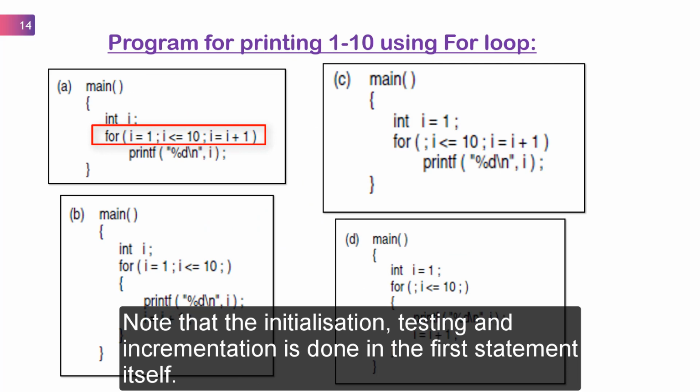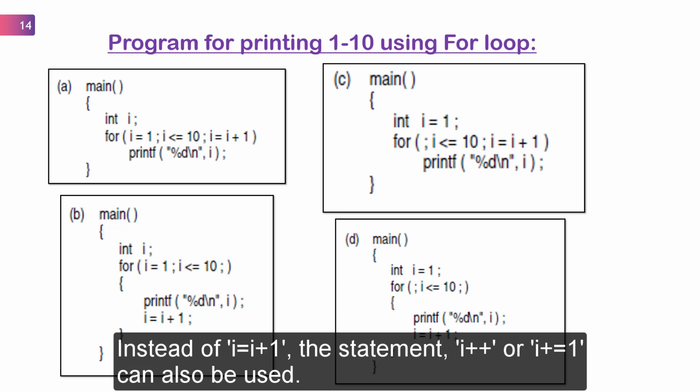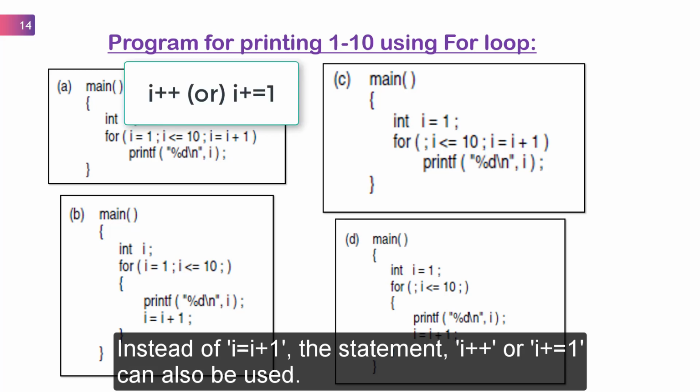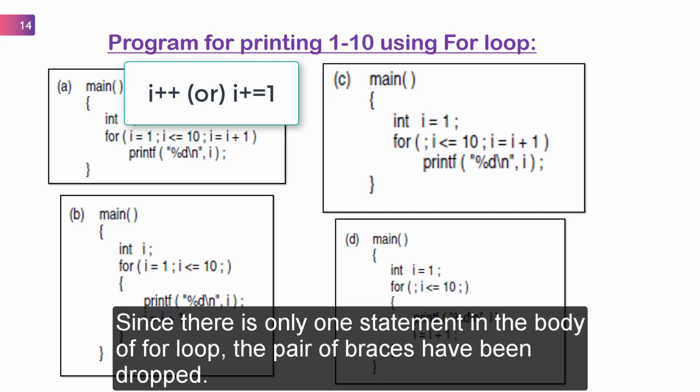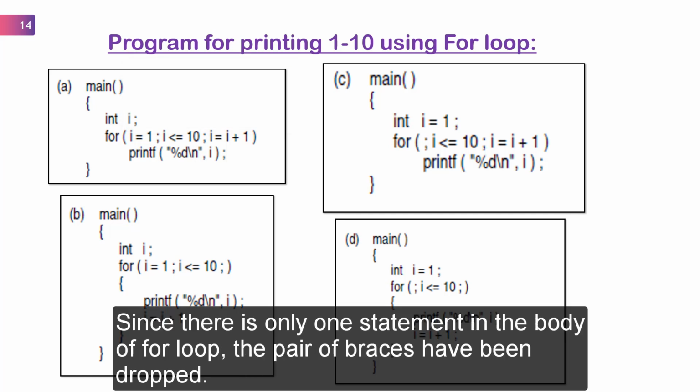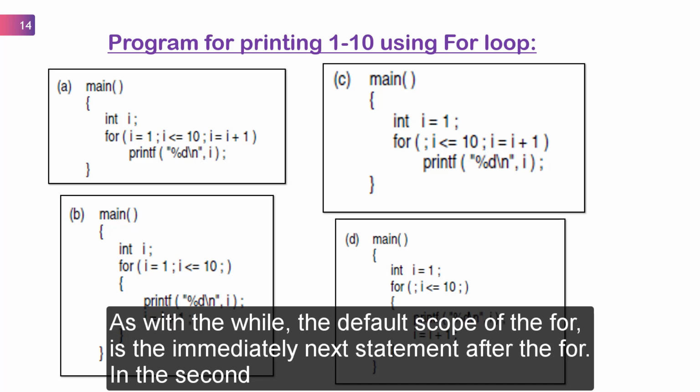Note that the initialization, testing, and incrementation of loop counter is done in the first statement itself. Instead of I is equal to I plus 1, the statement I plus plus or I plus is equal to 1 can also be used. Since there is only one statement in the body of the for loop, the pair of braces have been dropped. As with the while, the default scope of the for is the immediately next statement after for.